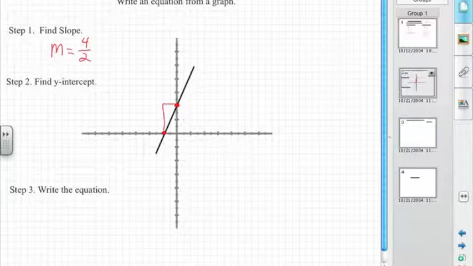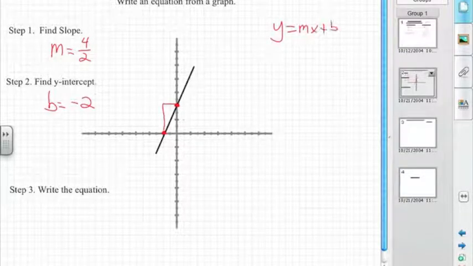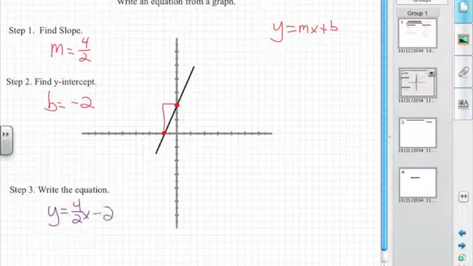The y-intercept is where this line crosses the y-axis, which is at -2. Very good. So now we have the slope and the y-intercept. So we will go right to step 3 and write the equation by substituting them in to the slope-intercept form. Y equals mx plus b. And when we substitute those in, y equals 4 over 2x minus 2. And there is the slope-intercept form of that line, which had no information on it whatsoever to begin with, but we were able to get those two pieces of information from the picture.